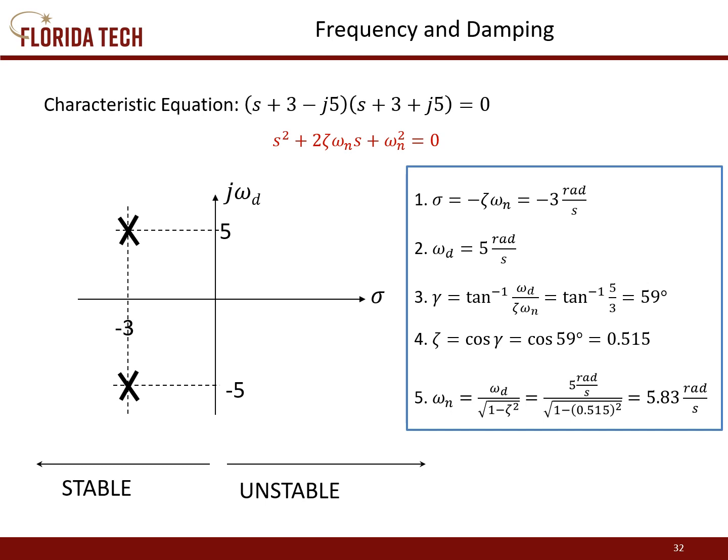And again, natural frequency is always the radial distance from the origin to the pole. It's always going to be greater than or equal to the damped frequency, which is the y coordinate. So again, the hypotenuse of the triangle is always greater than or equal to any of the sides of the triangle. So omega n is always greater than or equal to omega d.